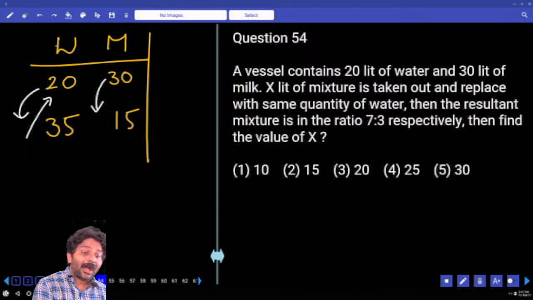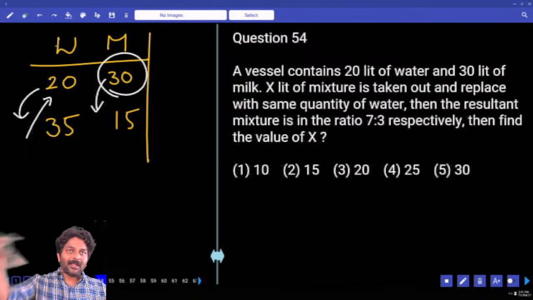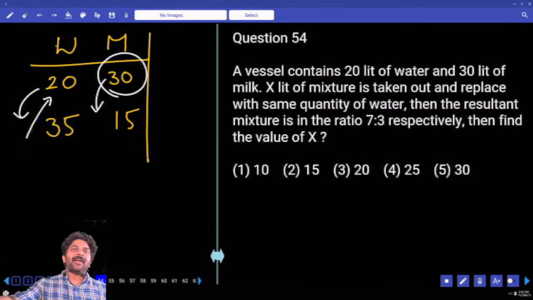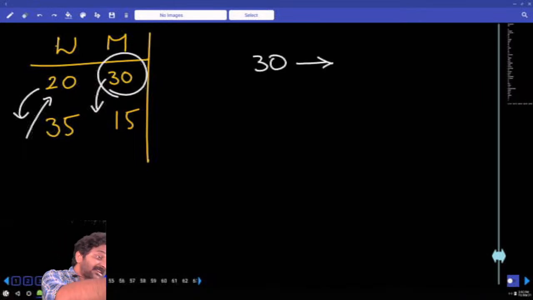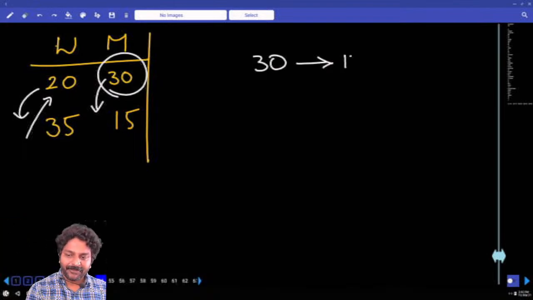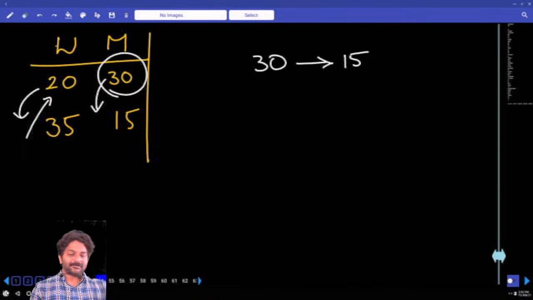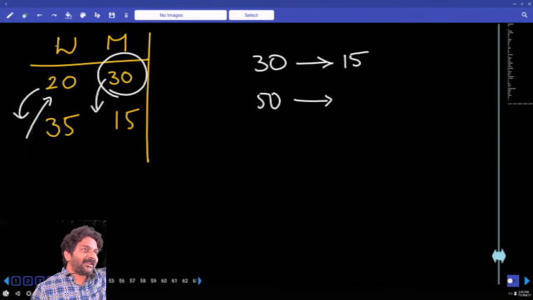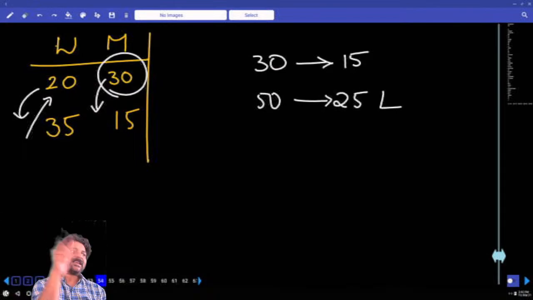Some quantity is going out only. Yes or no? Out of how many liters? Now how much do you have? Out of 30 liters, now we have 15 liters. Agreed or not? So out of 30 liters, 15 liters we have. That means what is the quantity which is taken out? 15 liters. Correct? But we have to calculate the total quantity which is taken out from the container. The container has how many liters? For 30, if it is 15, for 50, how much is it? 25 liters is taken out.